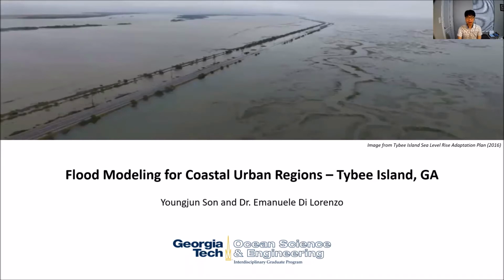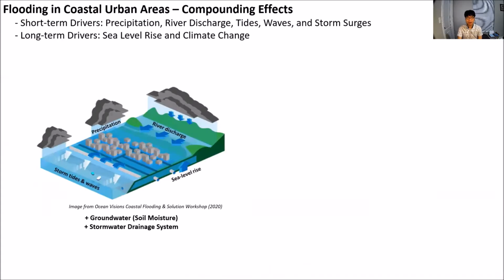I'd like to talk about our ongoing flood modeling for coastal urban regions. We are currently focusing on Tybee Island, one of the barrier islands near Savannah in Georgia. Let me first begin with introducing the compound flooding in coastal urban areas.